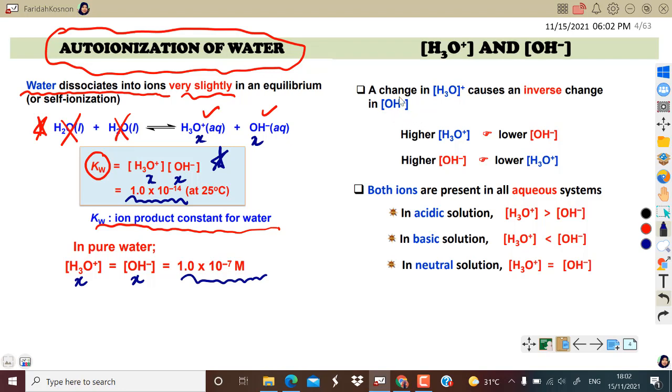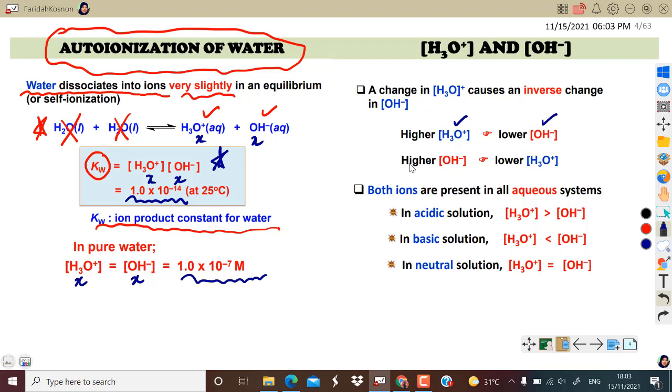Okay, tak kisahlah larutan itu acidic or basic. Okay, larutan itu berasid ataupun berbase. Dalam larutan itu mesti ada kedua-dua ion ini. Apa dia? Hydronium ion and hydroxide ion. Okay. Right? Jadi, dia ni inversely proportional.